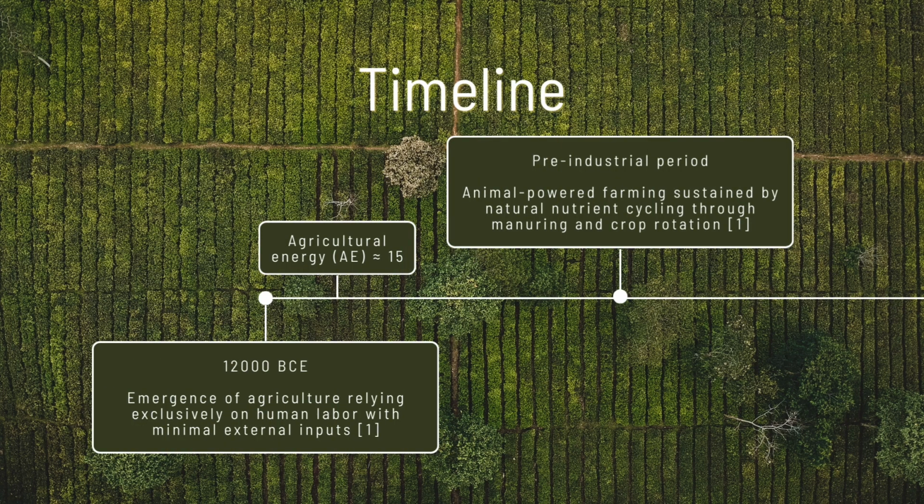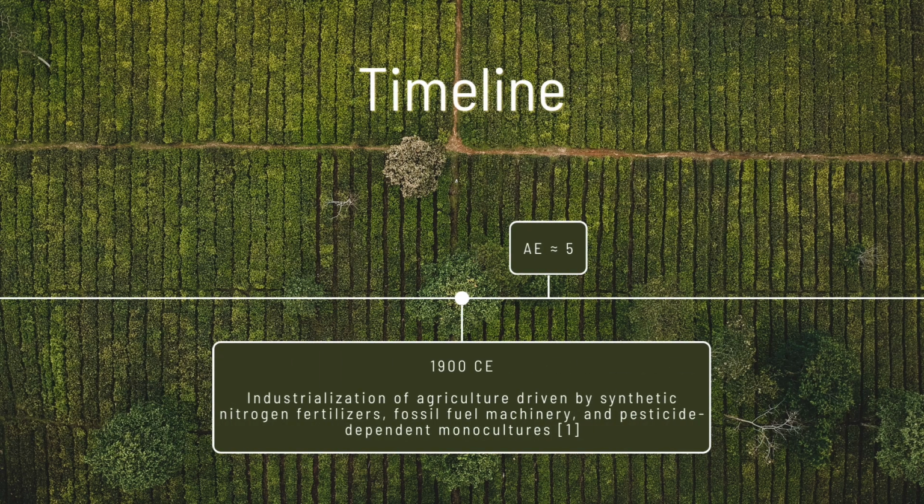Agriculture first began about 12,000 years ago when humans shifted from nomadic lifestyles to permanent settlements. For most of the pre-industrial period, farming relied on human and animal labor, with nutrients continuously replenished through manuring and crop rotation, maintaining high energy returns without degrading the land. This balance shifted during the 20th century as rapid population growth prompted the widespread adoption of synthetic fertilizers, fossil fuel-powered machinery, and pesticide-dependent monocultures. While these technologies increased yields, they introduced substantial fossil fuel consumption at every stage of production, declining the agricultural energy returns from roughly 5 in the early 1900s to below 1 in many industrial systems today.